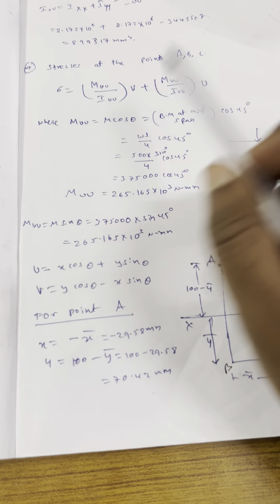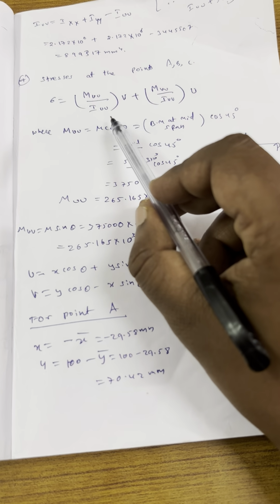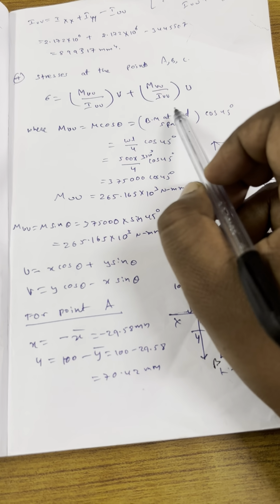So this is the formula, sigma equal to MUU by IUU into V plus MVV by IVV into U.